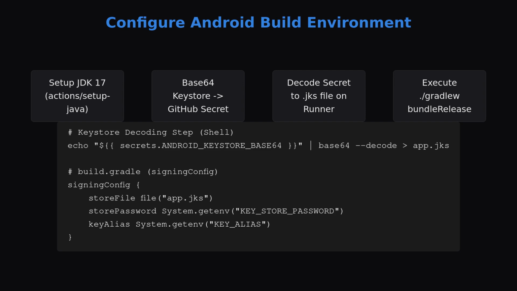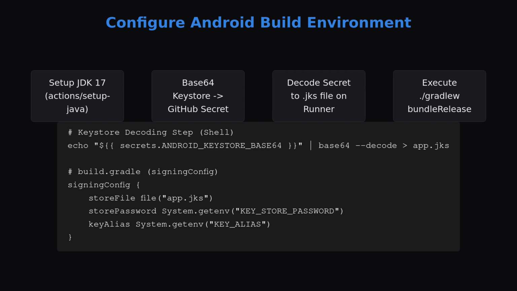First, base64 encode your local keystore file. Store the resulting long string as a repository secret within GitHub. Decode this secret back into a physical keystore file on the runner using a shell script step immediately preceding the Gradle execution. The module-level build.gradle file must contain the signing config block.